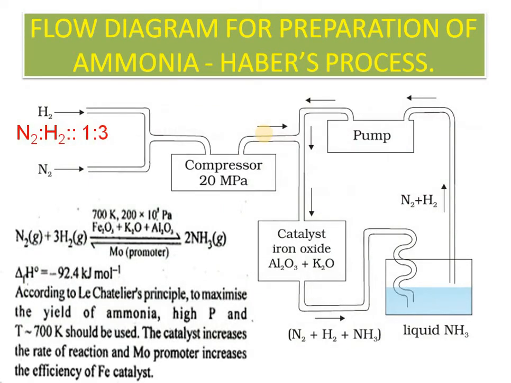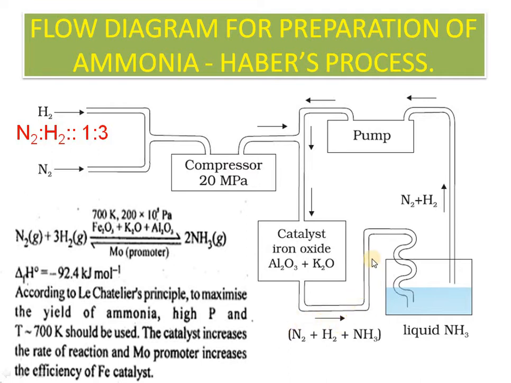And if you talk of the commercial method, that is Haber's process, the flow diagram is there on your slide here. We are adding nitrogen and hydrogen. If you see from here, nitrogen and hydrogen are being added and compressed to increase the pressure. We know that high pressure is required for the reaction. Once this high pressure gas comes into the chamber containing the catalyst, which is iron oxide powder, along with aluminium oxide, and K2O acting as a promoter, the product ammonia is formed, and some unreacted nitrogen and hydrogen will also be there.